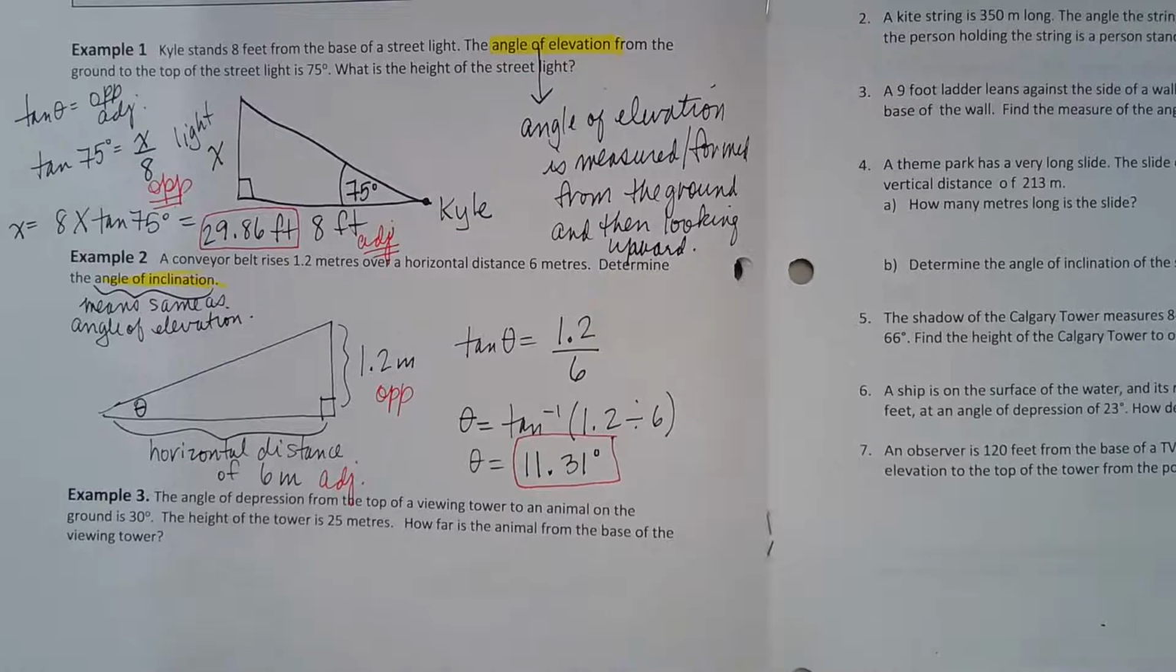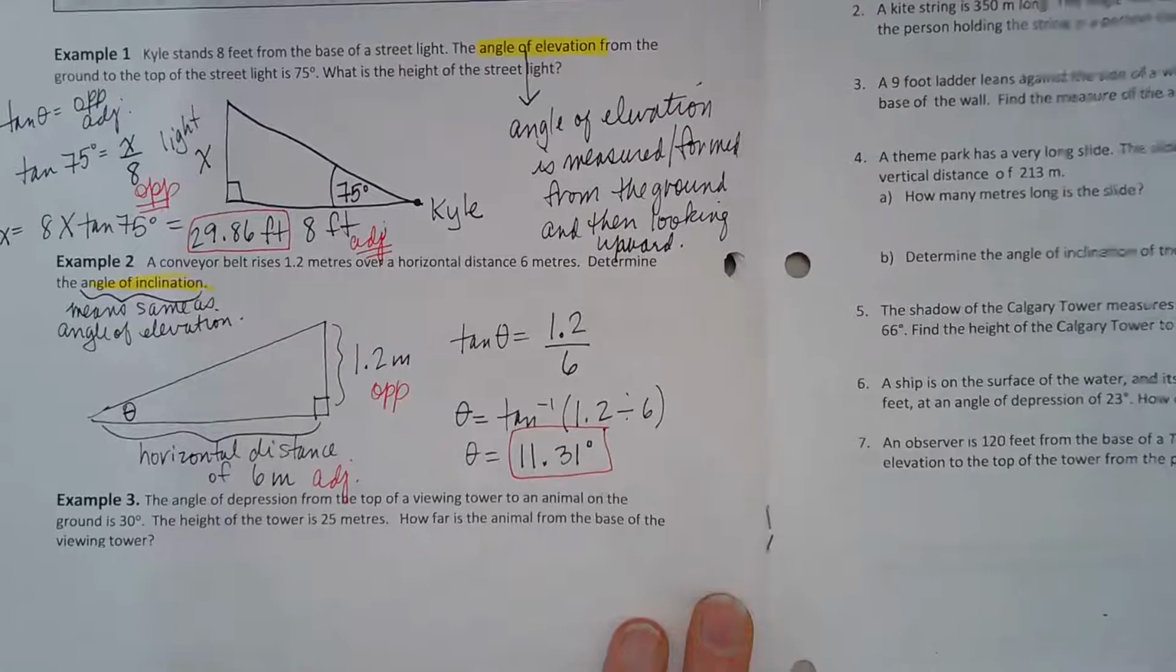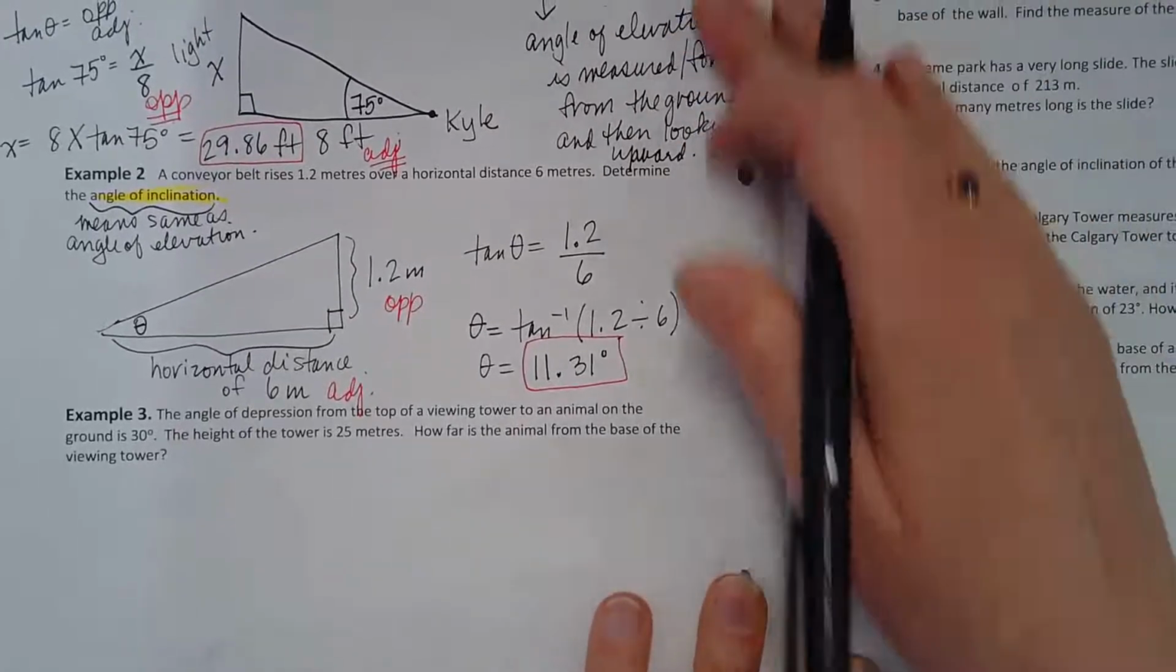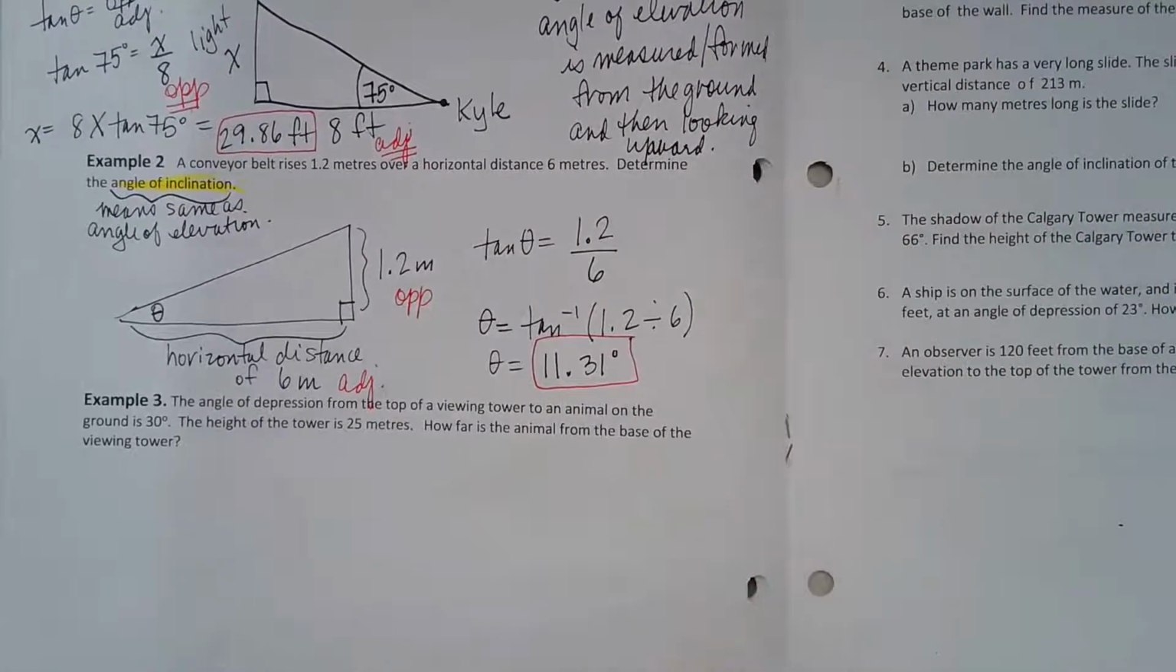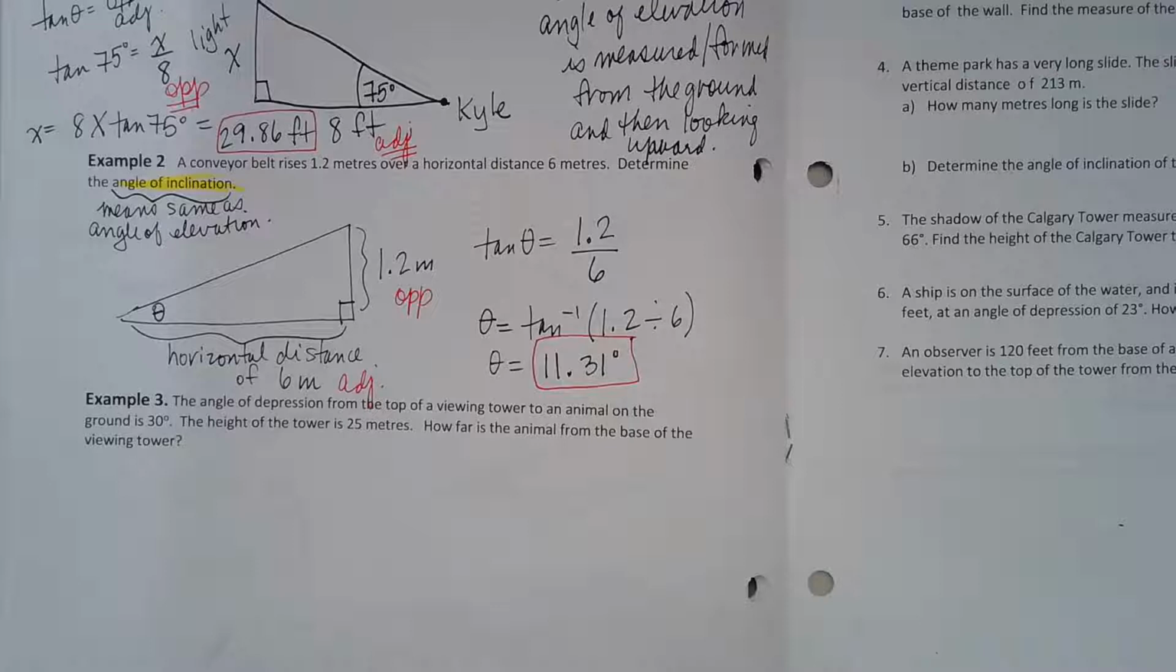I'm going to see if you can set the triangle up anyway. The angle of depression from the top of a viewing tower, like a park ranger tower or something, to an animal on the ground is 30 degrees. The height of the tower is 25 meters. How far is the animal from the base of the tower?